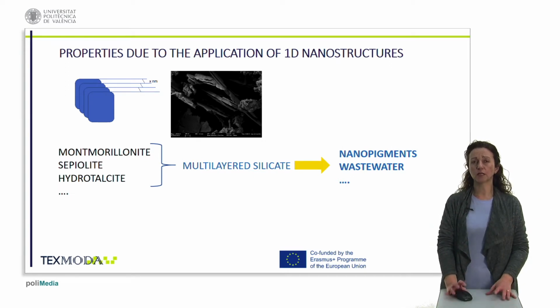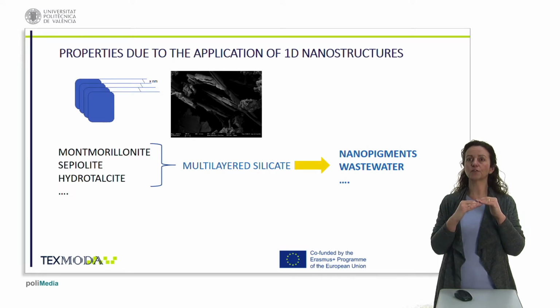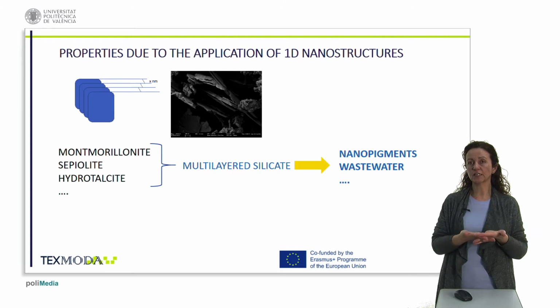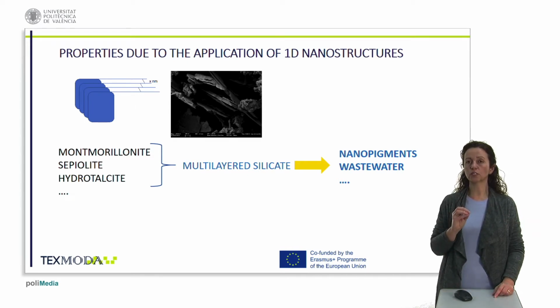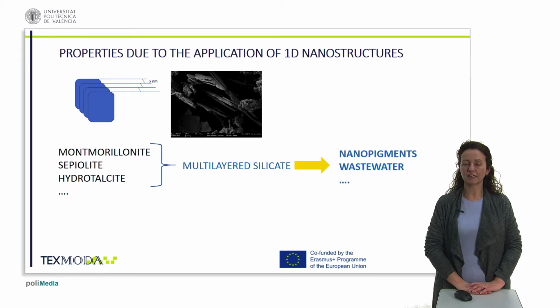But due to this possibility to include some dye molecules between the layers of the product, it's used also for wastewaters, because when we treat, for example, wastewaters from textile industry, they can contain some kind of dyes. Then, if we include that kind of nanoparticles inside the wastewaters, what we are going to get is that the dye would be trapped on the multi-layer silicate.